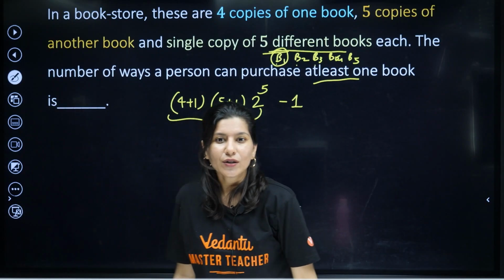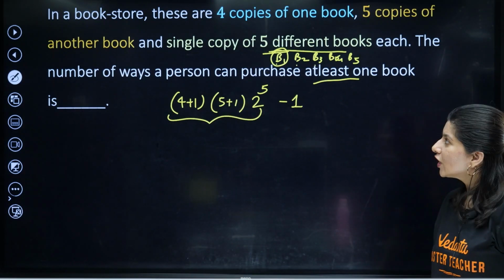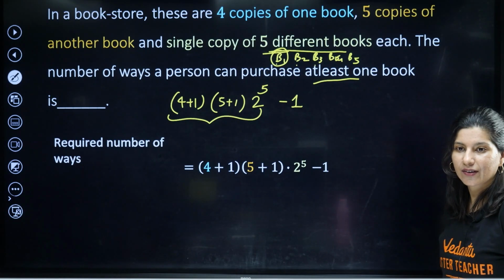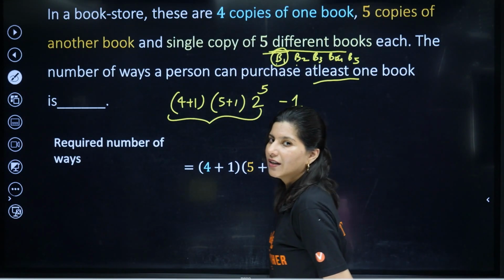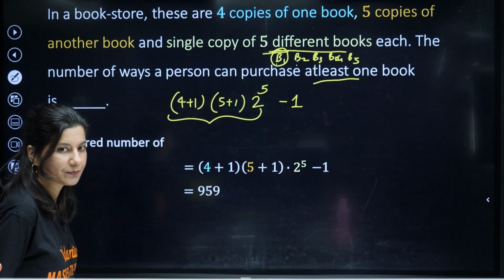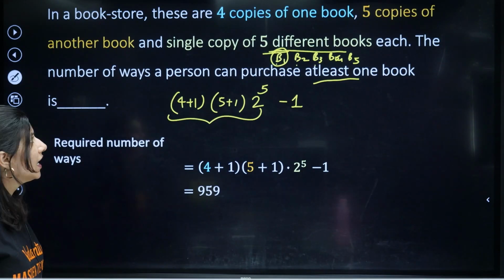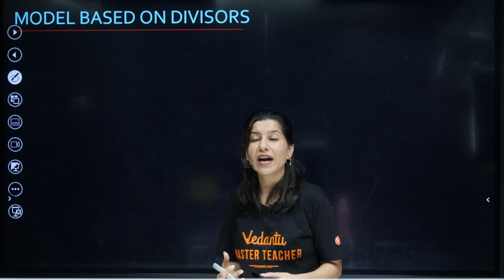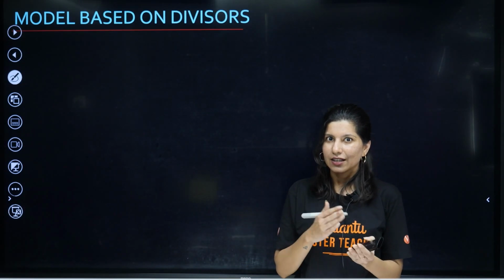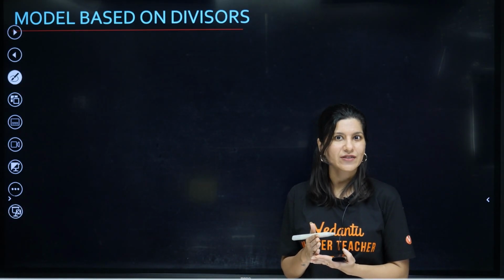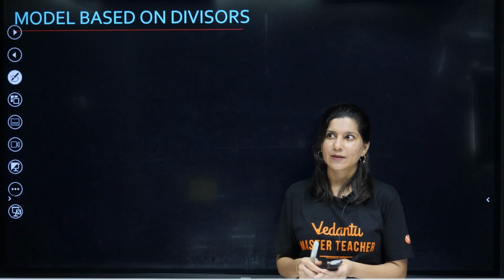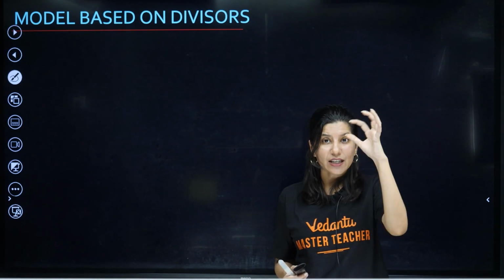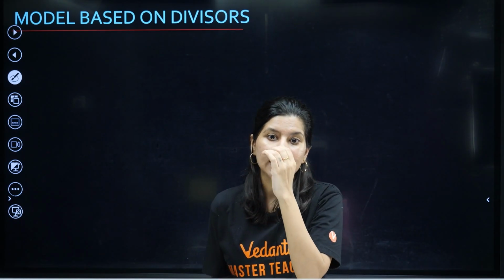All right, the required number of ways you can clearly see is this. 959 will be the answer. So now the same thing which we have already studied, just now 4 different cases we have studied, right? 4 cases.